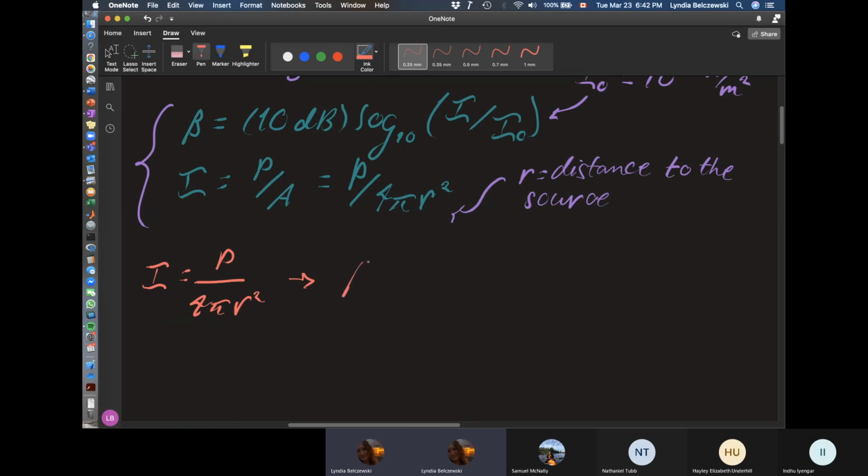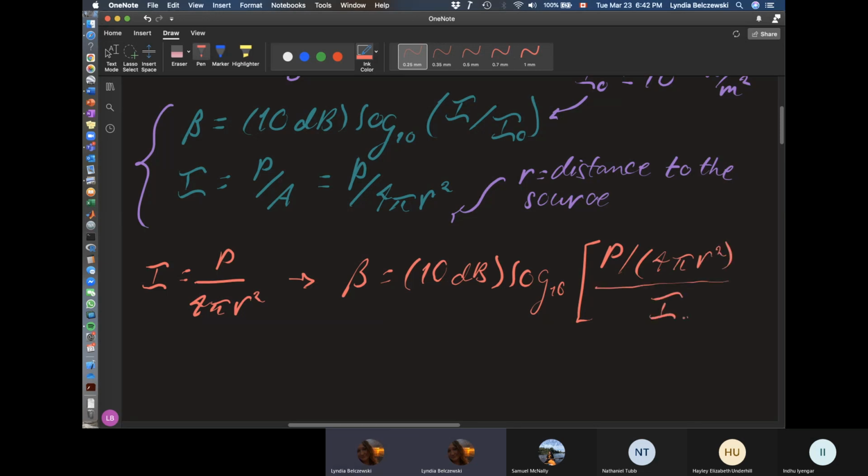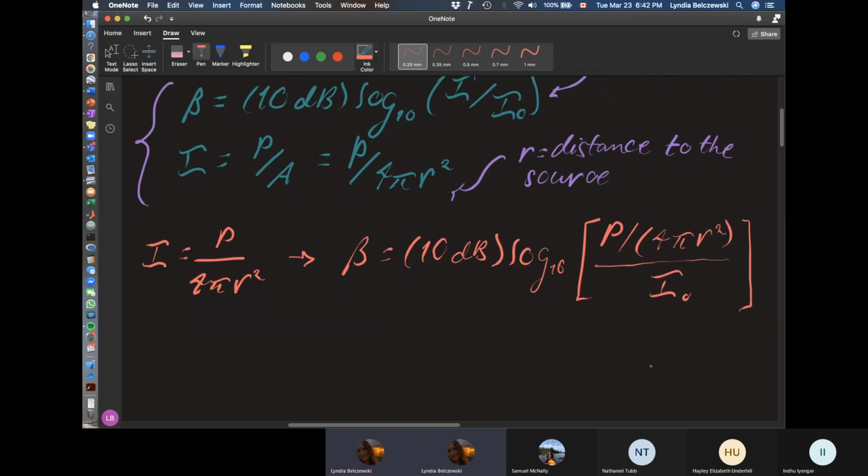So we can write that beta is equal to 10 decibels times log base 10 of the intensity, which is this power over 4 pi r squared. So I'm going to write that in right away. And this is all divided by I naught. And so we can use this combination equation that we've come up with so far to find the power, which means more algebra. Yay.